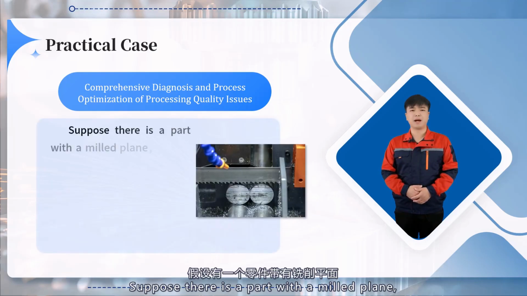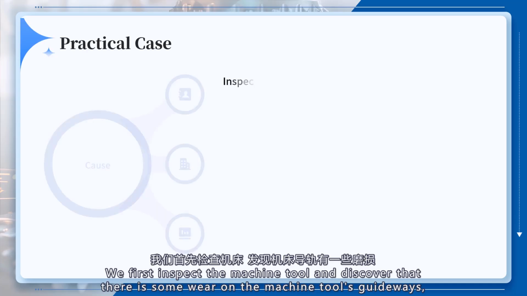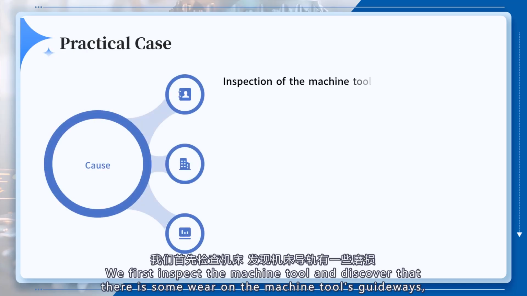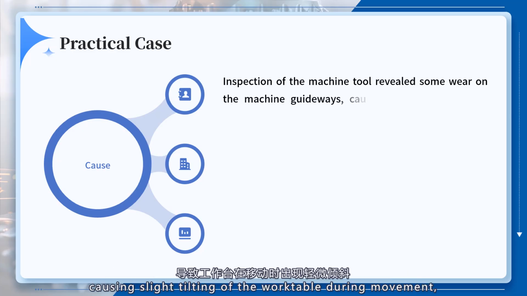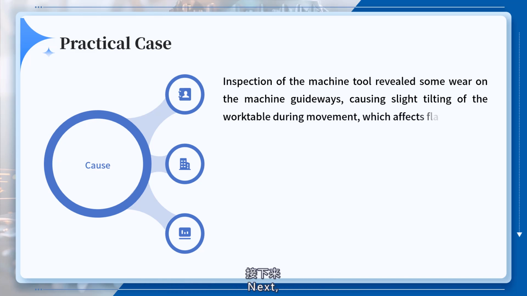Suppose there is a part with a milled plane, and after machining, it is found that the flatness is out of tolerance and the surface roughness does not meet the requirements. We first inspect the machine tool and discover that there is some wear on the machine tool's guideways, causing slight tilting of the work table during movement, which is one reason affecting the flatness.